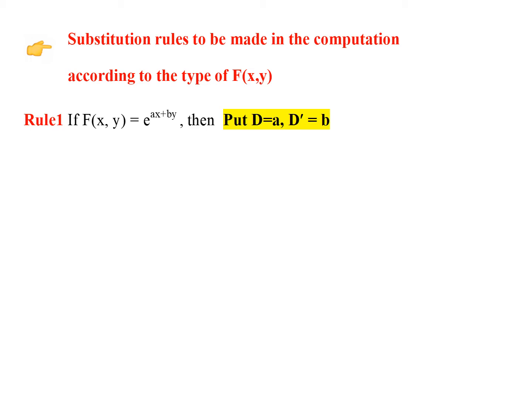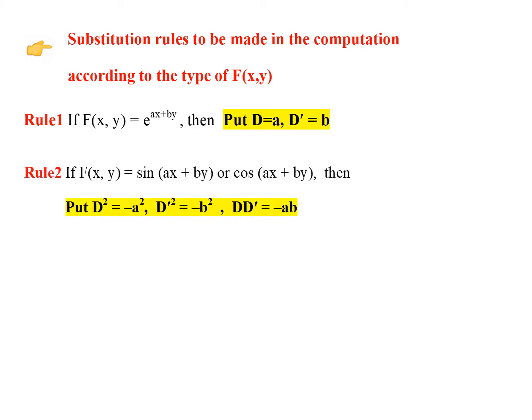The first rule: if the function is an exponential function, that is e^(ax+by), then this is the substitution you have to make: put D equal to a and D' equal to b. Next, if it is a trigonometric function sin(ax+by) or cos(ax+by), then these are the substitutions: D squared equal to minus a squared, D' squared is minus b squared, and DD' is minus ab.